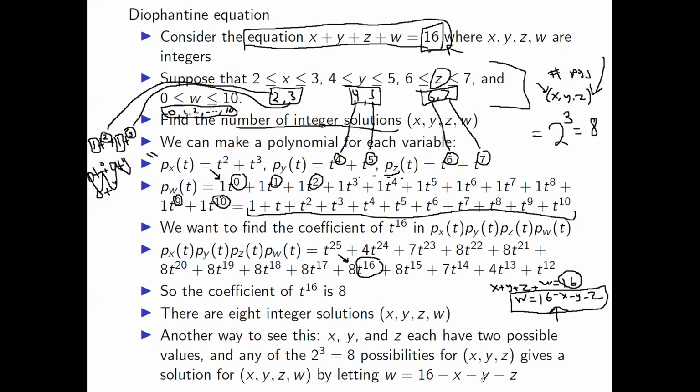I claim something stronger though. I claim that each possibility for x, y, z not only gives us at most one solution x, y, z, w, it gives us exactly one solution x, y, z, w.